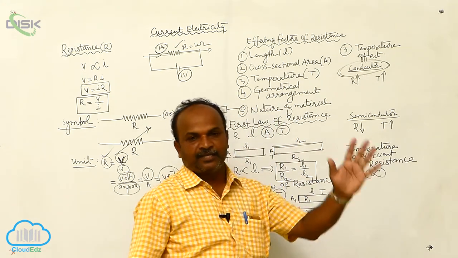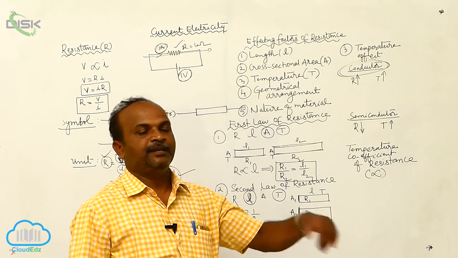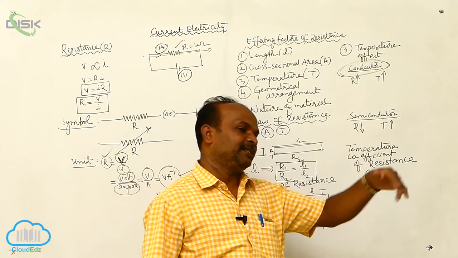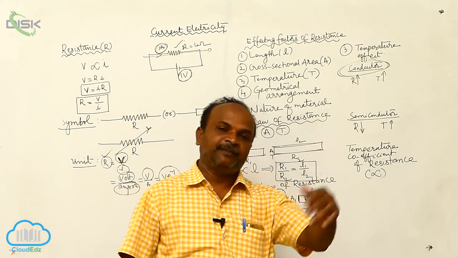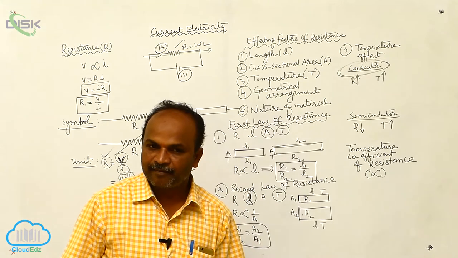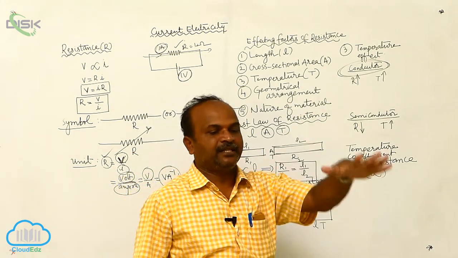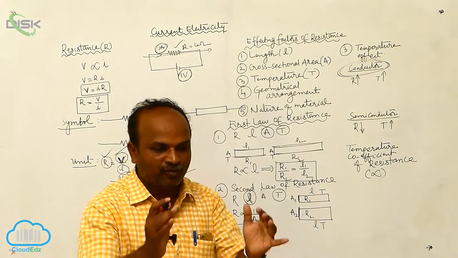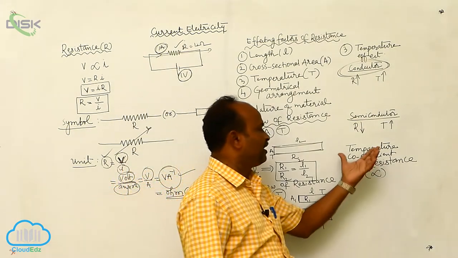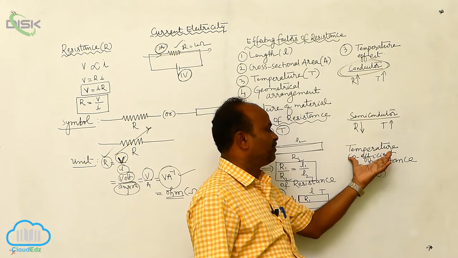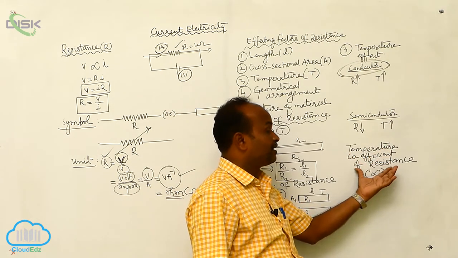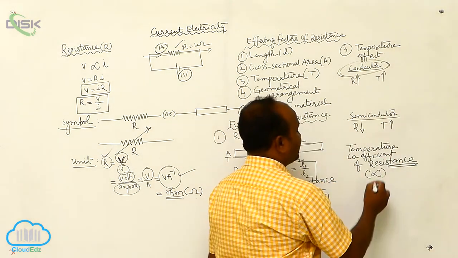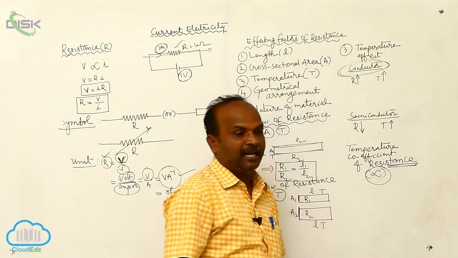Resistance of a conductor depends upon the temperature. As the temperature changes, resistance also changes. Sometimes when temperature is increased, resistance is increased; sometimes when temperature is increased, resistance is decreased. Such a variation of resistance due to temperature can be explained through a new quantity. What is the name of the new quantity? That is the temperature coefficient of resistance, represented by alpha.